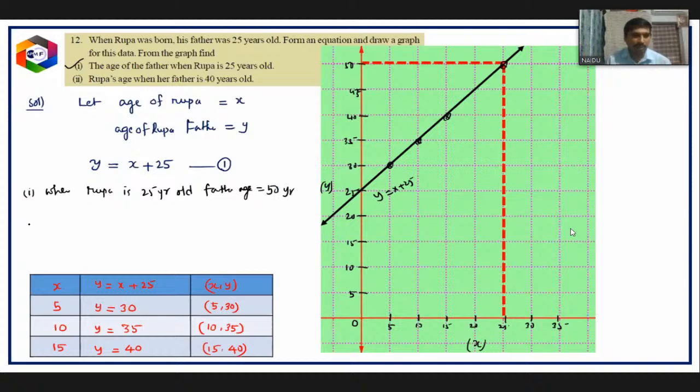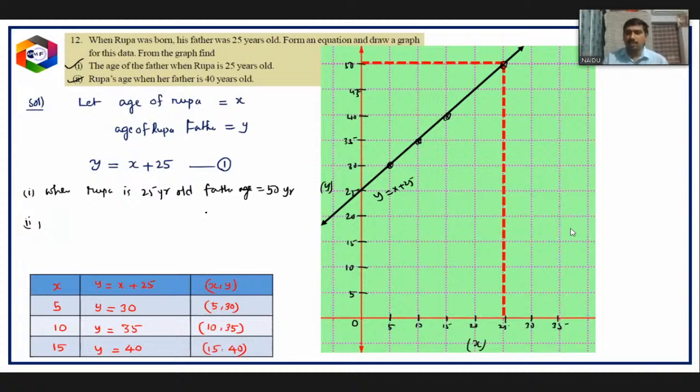Now another question is also asked. What is Rupa's age when the father is 40 years old? The father was 40 years. Now at that time what will it be? Yes, 25 less, it is very easy: 15. Yes, children, very good, very good. You all have given the answer, well done. But it is asked to be shown from the graph.